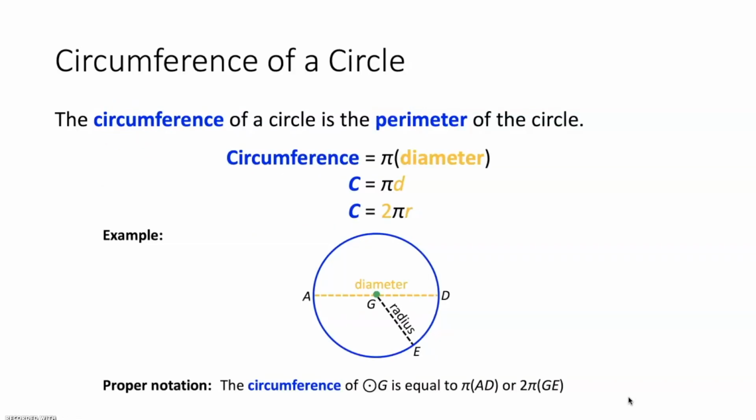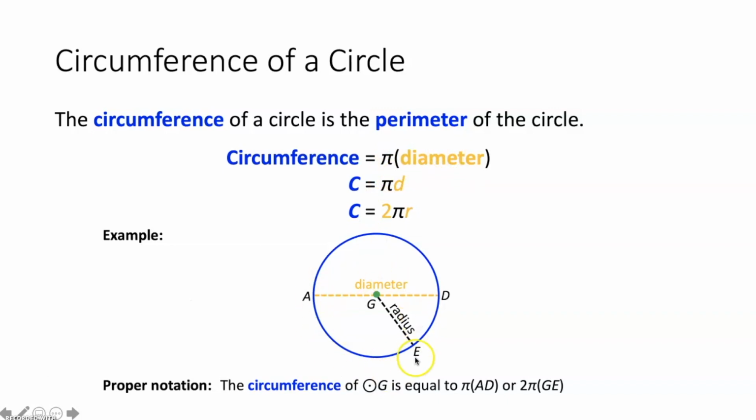Now let's talk about the circumference of a circle. So that's one of the main things we're talking about today. The circumference of a circle is the perimeter of the circle. And the way you find the circumference of a circle is you use this formula, pi times d. Pi times the diameter of the circle.